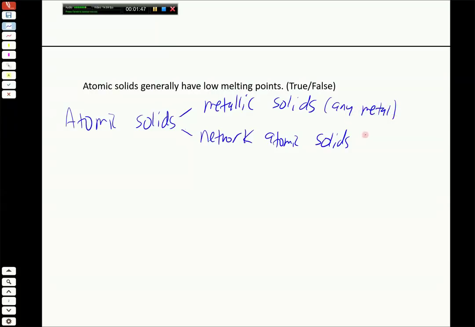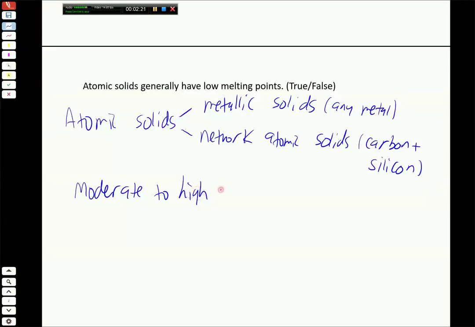Network atomic solids, there's a few of these nonmetals that fall into this category, and the two major ones are carbon and silicon that we'll be responsible for knowing. Carbon having two forms, both graphite and diamond, which are both considered atomic solids, and then silicon, which has the same structure as diamond but with silicon instead of carbon. So those are the two types of atomic solids, and both of these have moderate to high melting points.